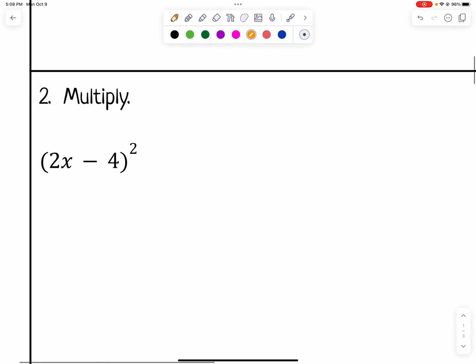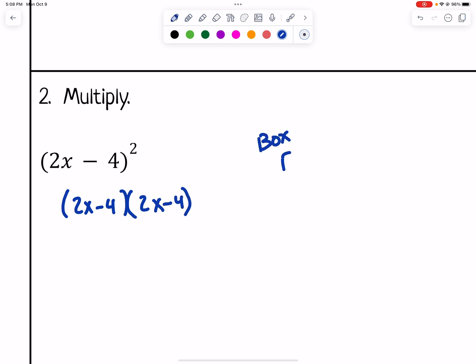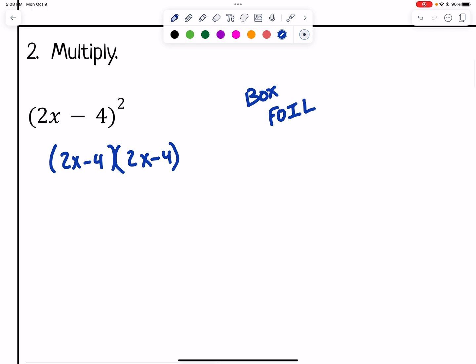Number 2 says to multiply, and I can see that we have a binomial squared. So you want to write it twice because that's really what the square means, is you have 2x minus 4 times itself. And then you can either use the box method or the FOIL method. Either one is fine. I'm going to use both in this video, but on your quiz, you would just pick which one you're most comfortable with and use that method.